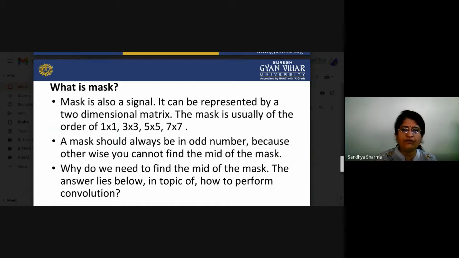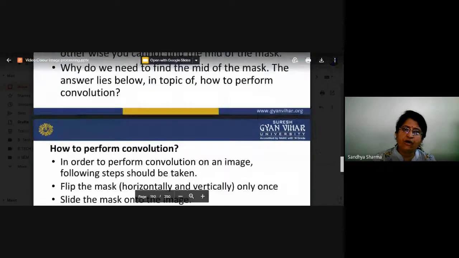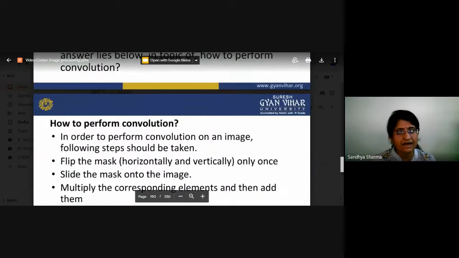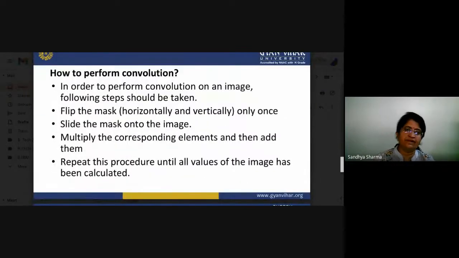Why do we need to find the mid of the mask? First of all, we will see how our convolution works, and then we will describe the reason behind finding the mid value.